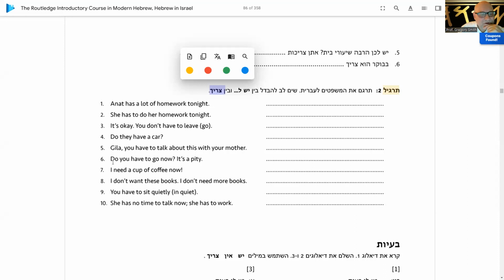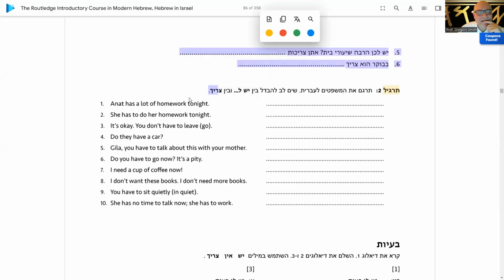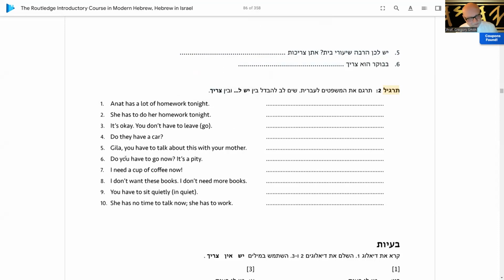Okay, let's try this one. Do you have to go now? It's a pity. Do you have to go now? Okay, so I think we're going to use this zarich thing again, because that means need. So, ata, let's see, ata zarich, you need laleket. And what's that word for now? I think it's akshav.